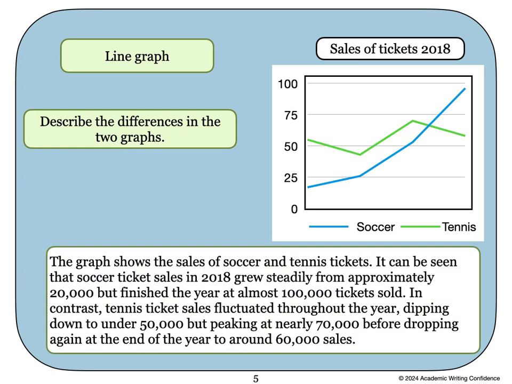The graph shows the sales of soccer and tennis tickets. It can be seen that soccer ticket sales in 2018 grew steadily from approximately 20,000, but finished the year at almost 100,000 tickets sold. In contrast, tennis ticket sales fluctuated throughout the year, dipping down to under 50,000, but peaking at nearly 70,000 before dropping again at the end of the year to around 60,000 sales. You can see vocabulary words such as grew steadily, approximately, fluctuated, dipping, peaking, dropping.